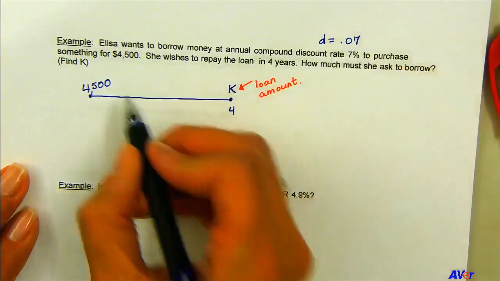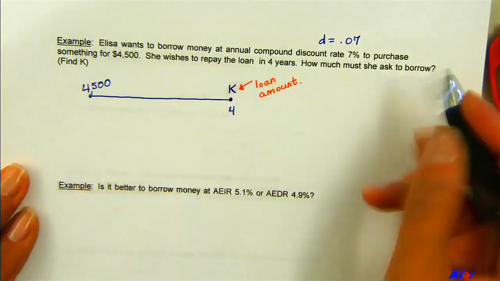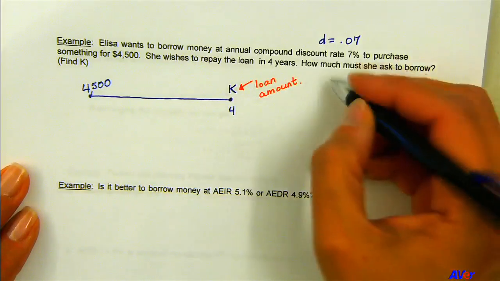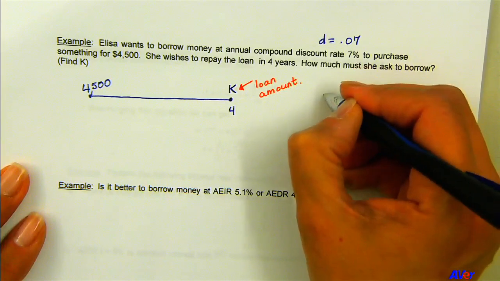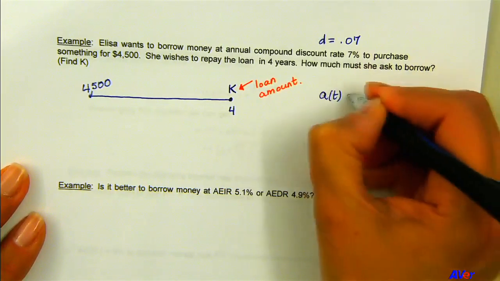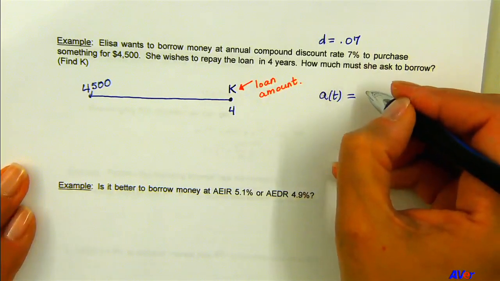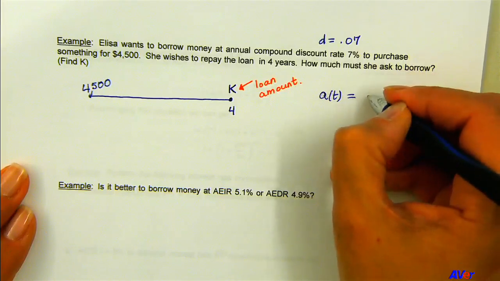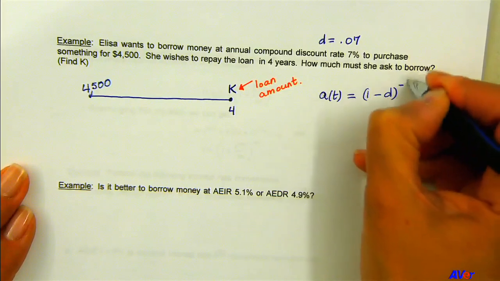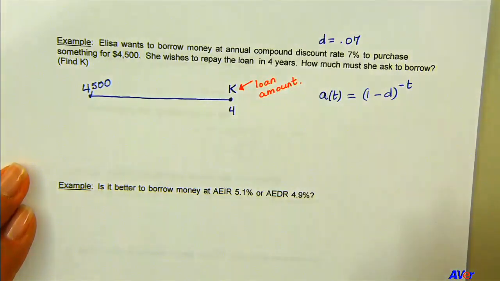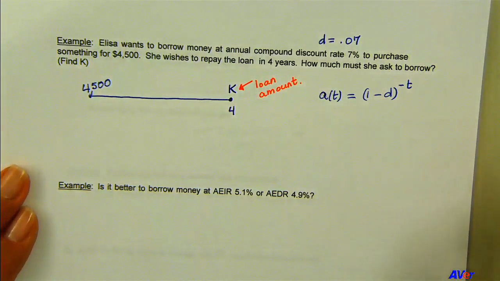So, easy enough. What's the accumulation function in terms of d? Give me A of t in terms of d, please. What is A of t? Just look on the previous page, right? 1 minus d to the minus t. How do I know this? How am I going to remember this?